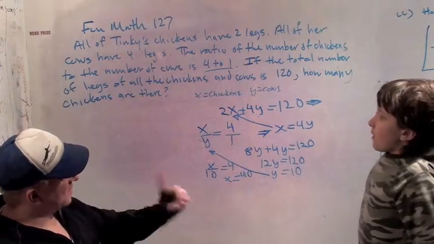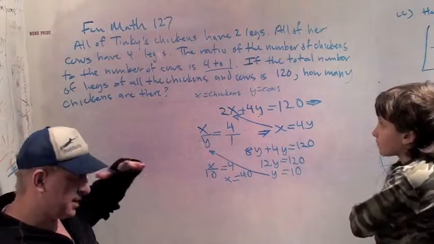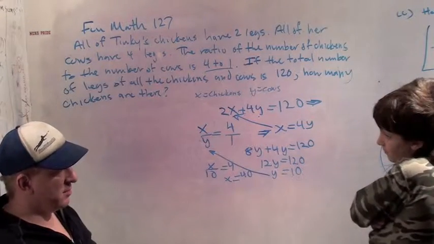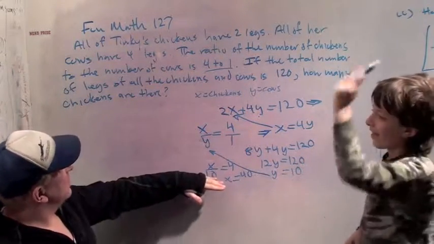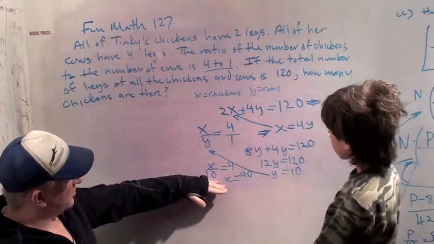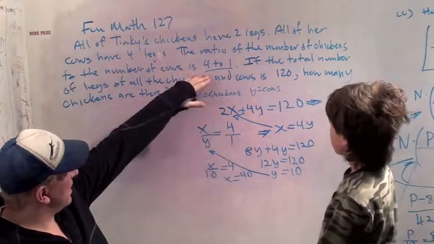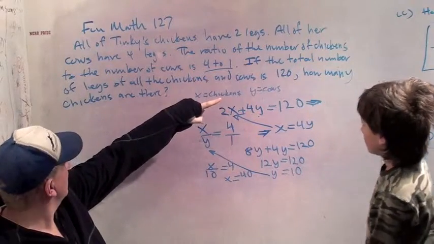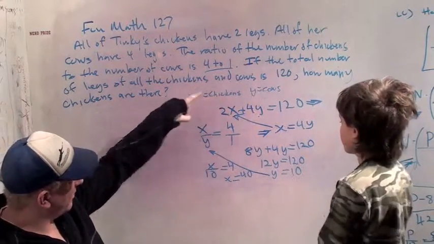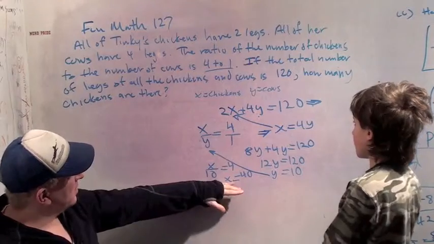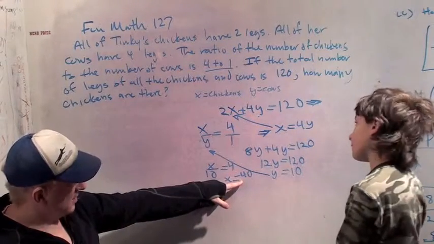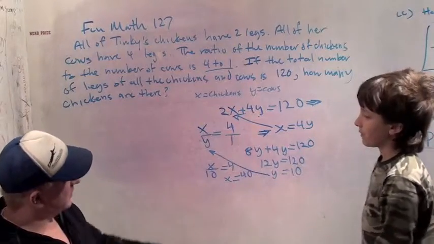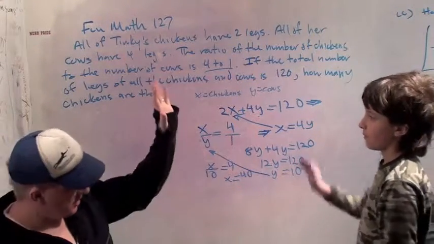But let's see if it makes sense. Let's not just stop here and say, "We're done," and throw our pens in the air. The number of chickens is 40 and the number of cows is 10. Well, that does give us a ratio of chickens to cows being 4 to 1. Let's see if the total number of legs is 120. There's 80 chicken legs and 40 cow legs. 80 plus 40 is 120. So we got it. There's 40 chickens.